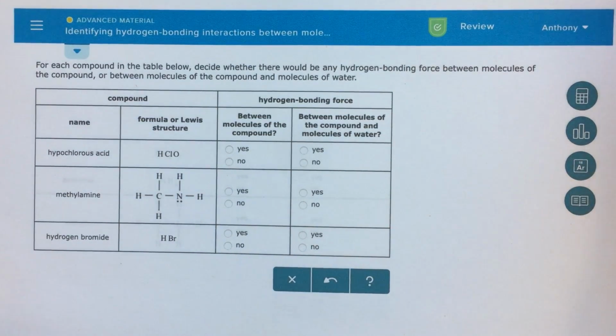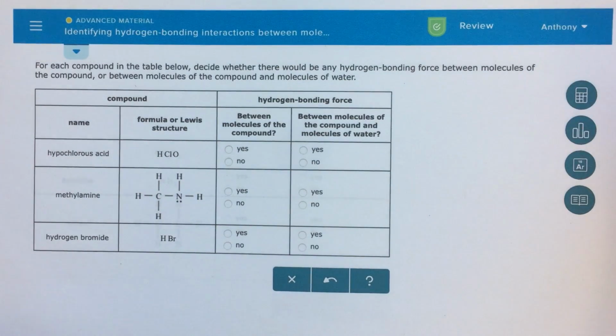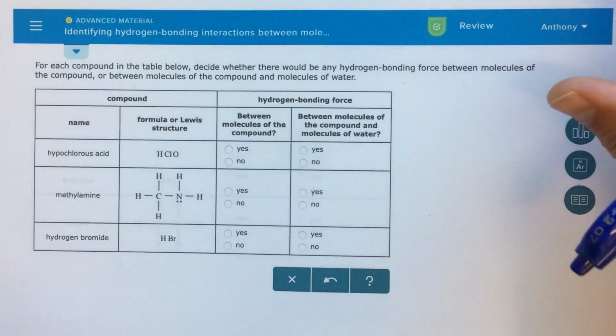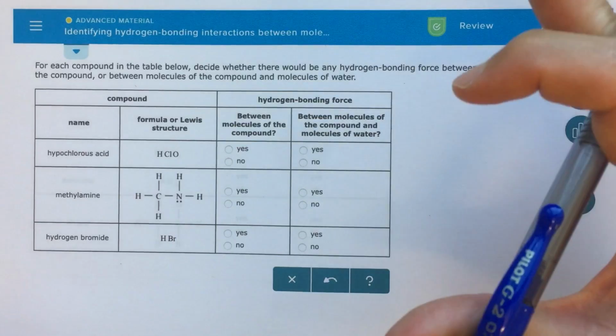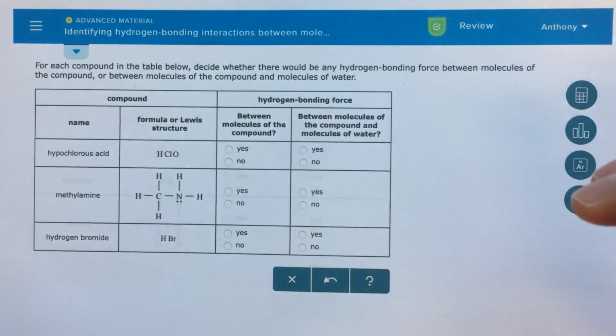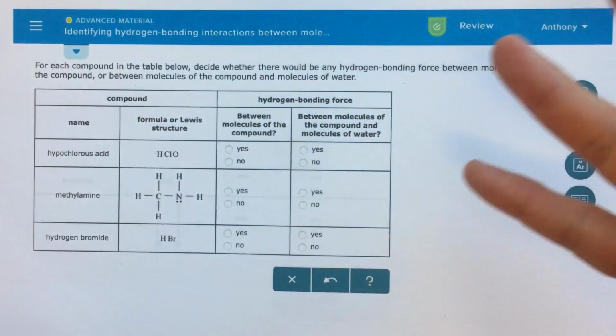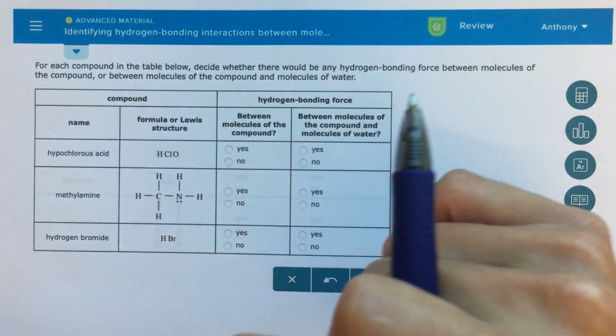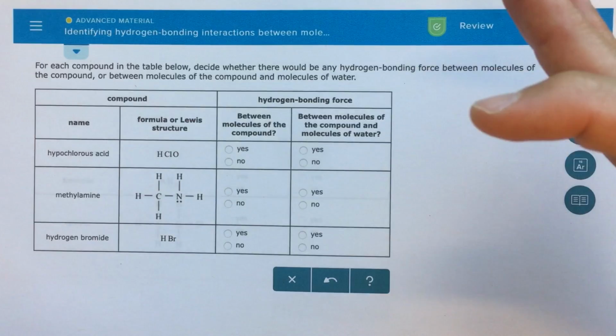This is an ALEKS topic that's called Identifying Hydrogen Bonding Interactions Between Molecules. This is another requested video, so again, thank you for the request. And this is a great topic. I really like this topic. It seems like it could be very simple because we just have to answer yes or no, but there's actually a lot that goes into this topic that we really need to understand before we can actually do the topic. So we're gonna go ahead and get into that.